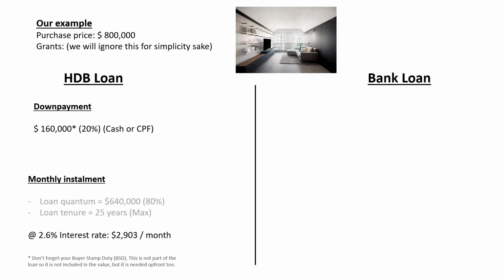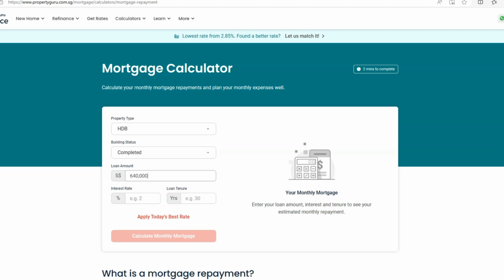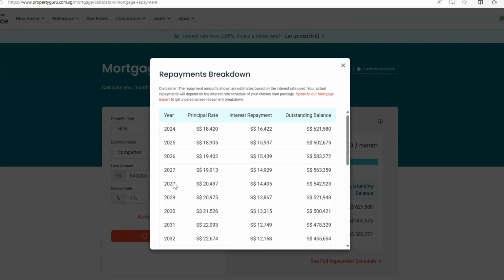So far in this example, the two most important numbers you need to note are firstly, your down payment, and secondly, your monthly installment. If you want to scrutinize, you can also look through the interest component of each month and how it adds up to the total interest payable throughout the duration of the loan. This may or may not be important depending on how soon you intend to pay off the loan. The best way to do this is using a compound interest calculator or a mortgage loan calculator. I will link that in the description below.